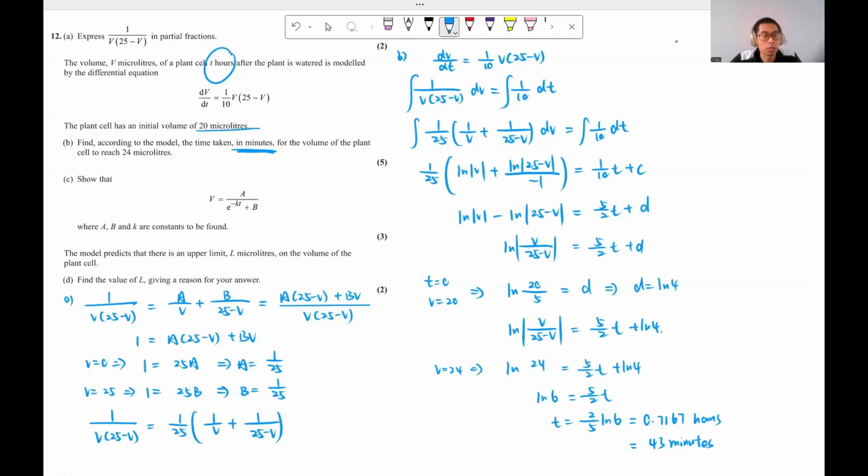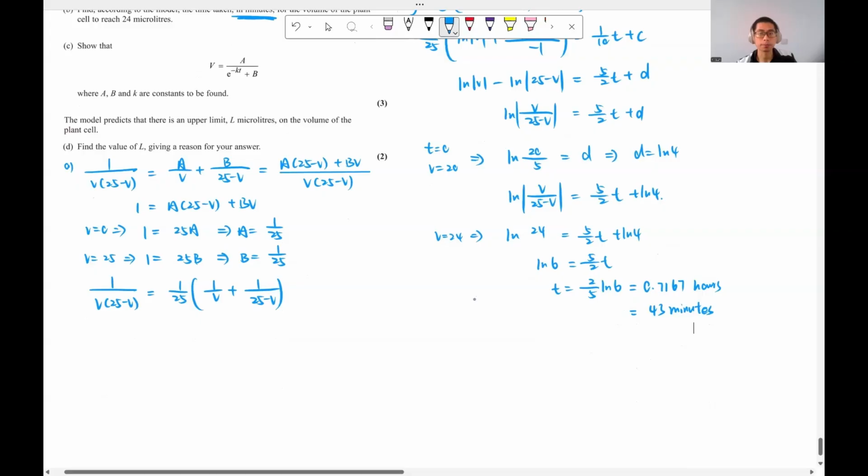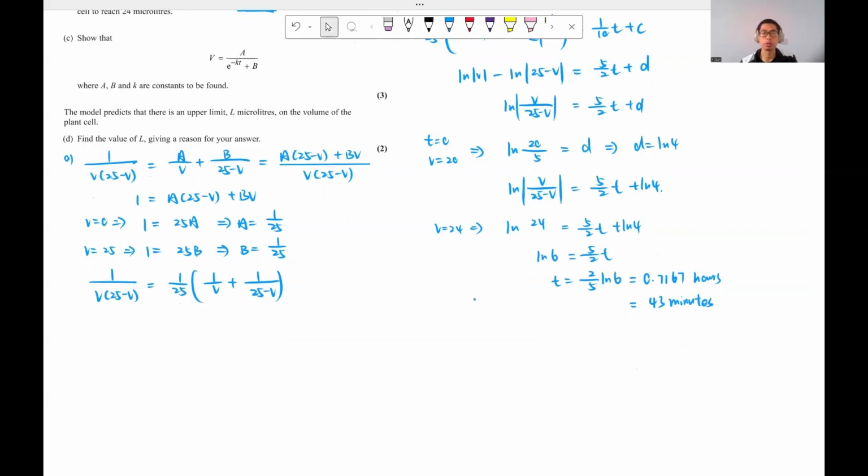And then for part C, it's a show that question. So basically, we want to rearrange the volume into that form. So we just continue from what we got before. Before, we already have ln of v over 25 minus v is equal to 5 over 2t plus ln 4. So they just want us to write in that form. So I will just continue from here.